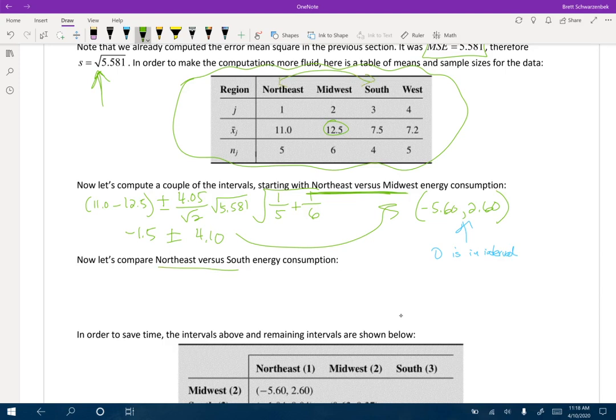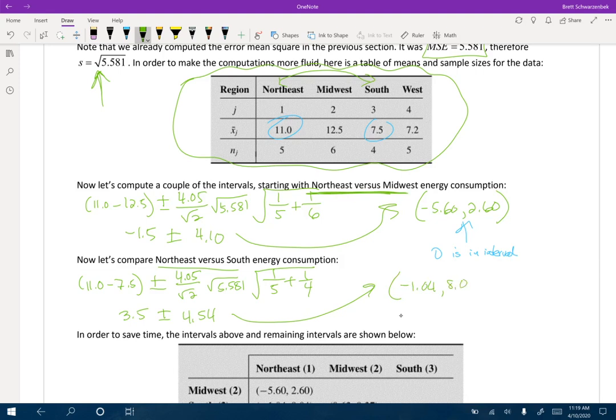So this time, the means are 11.0 and 7.5. So we're going to do 11.0 minus 7.5. And then the right side is almost entirely identical until the sample size is 4.5, root 2, 5.581, right? But then you have to be careful with the sample size. So this is obviously still 5, but the other one is 1 over 4. If we do the calculations, we're going to get 3.5 on this side, and we're going to get 4.54 on this side. So we go over here, we do the math, we get negative 1.04 and 8.04 for our interval.